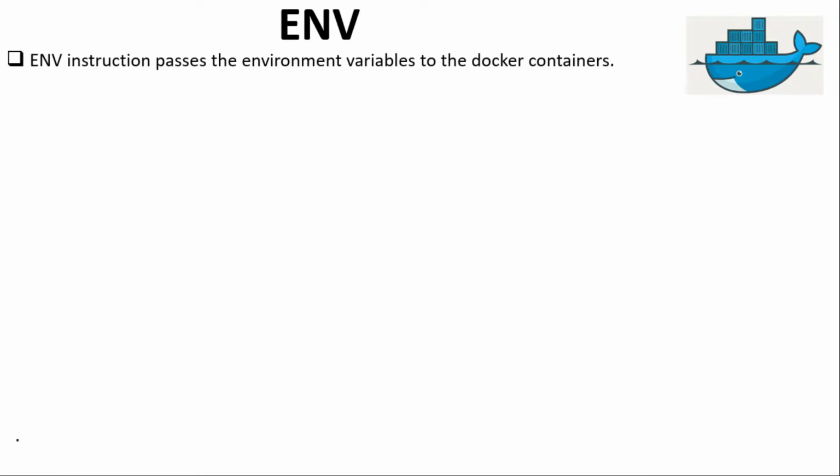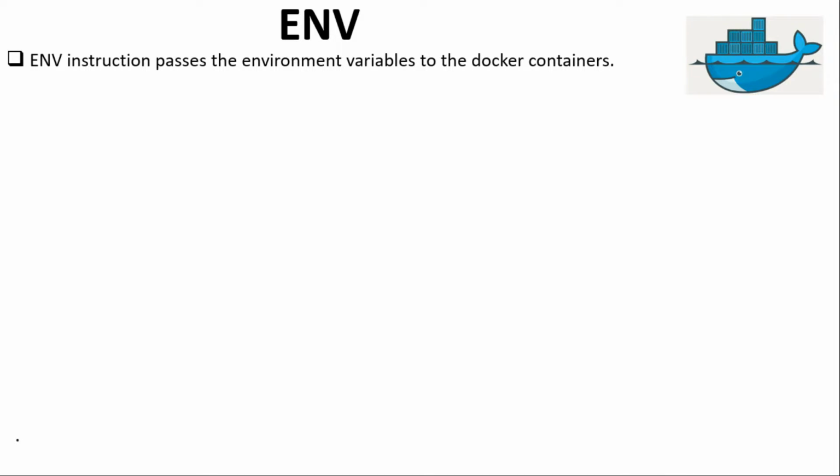Hello friends, in the last session we saw the two ways of specifying the commands inside the Dockerfile. Now friends, in this session we will discuss another important Dockerfile instruction, which is the Dockerfile ENV instruction. The job of the ENV instruction is to pass environment variables to the Docker containers.